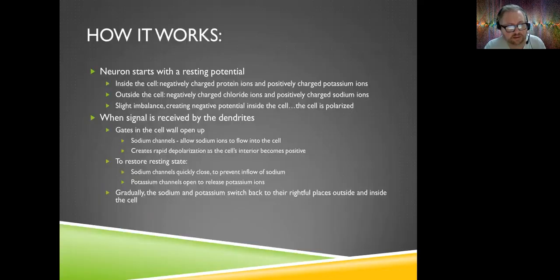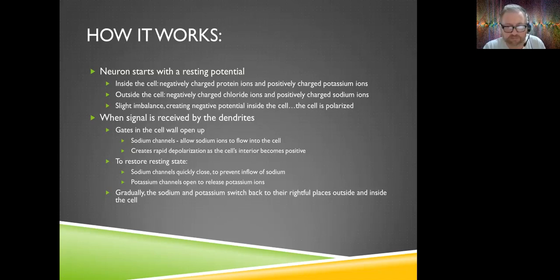So if I come back here to our previous slide, that's what was showing here. Sodium channels are opening, and we get this rapid depolarization as the cell's interior becomes positive. Then we close the sodium channels, potassium channels open, and everything switches sides. Sodium is now inside the neuron, potassium is outside. And then gradually the sodium-potassium pump has to switch everything back to the original state, and it's ready to repeat.